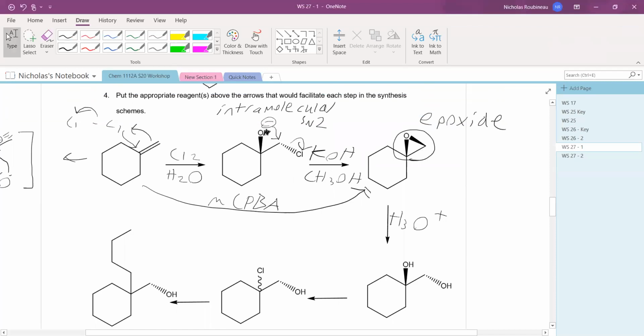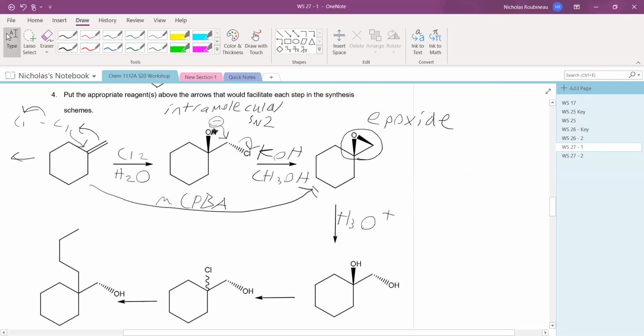And the way that works, well, you don't really have to know the mechanism, but the epoxide gets protonated and then one of the bonds breaks. I can go ahead and show it. But the acid protonates this.